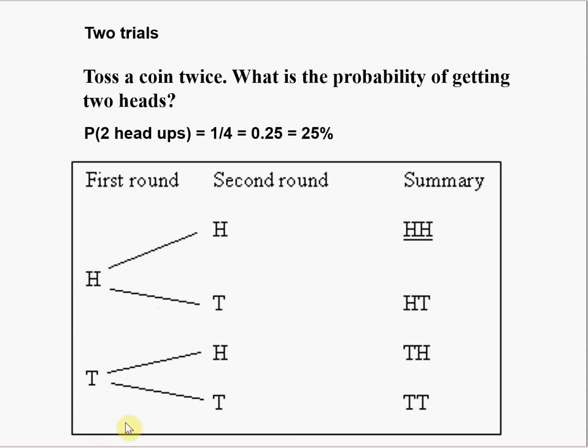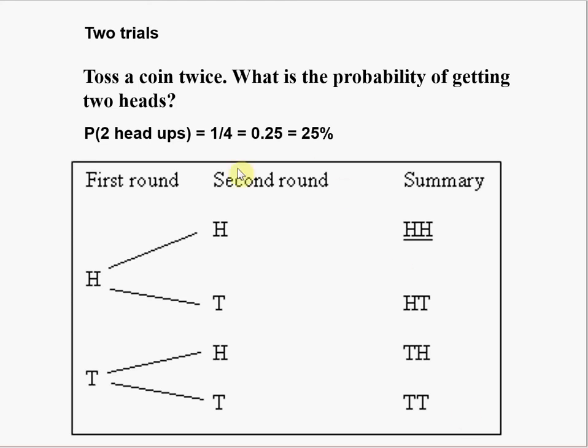Now let's do the second round of tossing. If you get a head the first time, the second time you can still get either head or tail. And if you get a tail the first time, the second time you can still get either head or tail. Okay? Now let's summarize the result after the two rounds of tossing a coin. We summarize to see all the possible outcomes when you toss a coin twice.